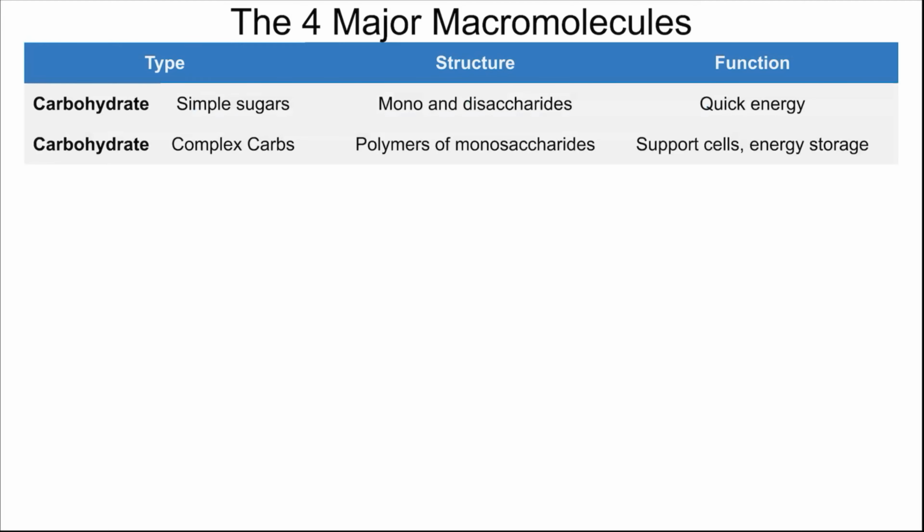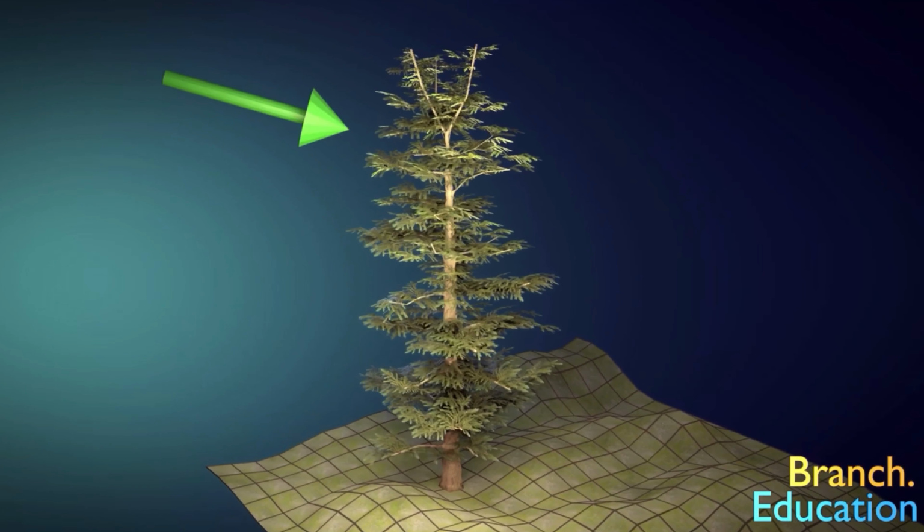Carbohydrates include simple sugars and complex carbs. Simple sugars are mono and disaccharides, while complex carbs are polymers. They're big chains of monosaccharides. Simple sugars serve to provide quick energy, whereas complex carbs often serve to support cells or store energy more long term. You're probably familiar with table sugar, which is a simple sugar, but cellulose is also a sugar. Cellulose is the carbohydrate that makes cell walls in plants.